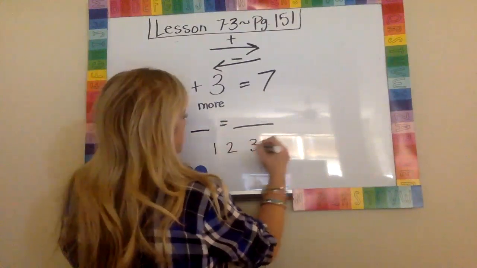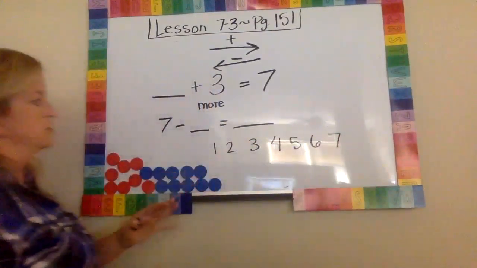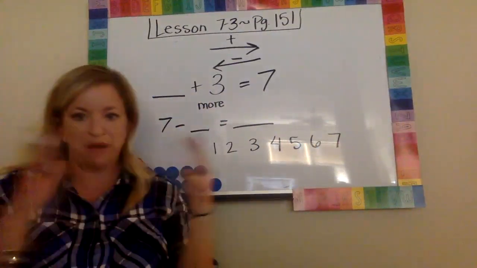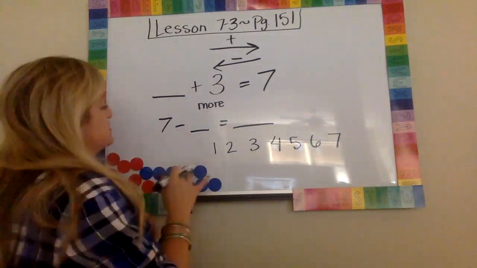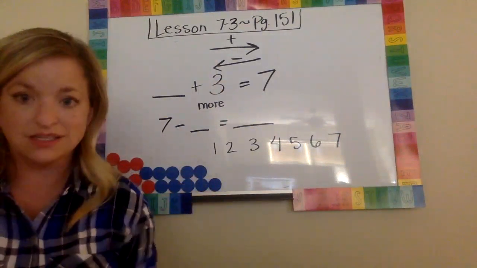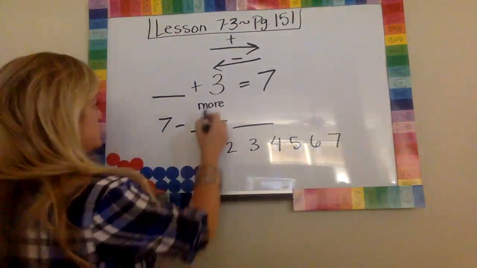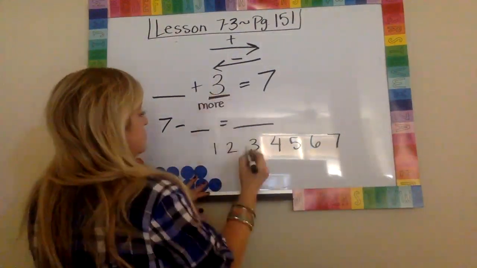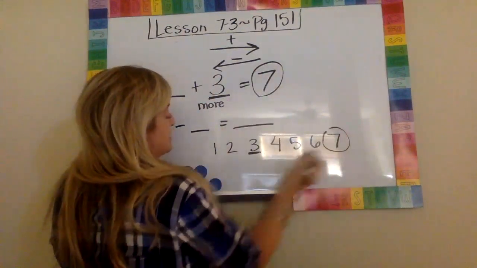1, 2, 3, 4, 5, 6, 7. Okay, yours is the same thing. It just has boxes around it. Don't let that confuse you. So the first thing I'm going to do is count on to subtract because that's what we've been working on. I'm going to start at the smallest number, which is 3. I'm going to stop at my biggest number, which is 7.